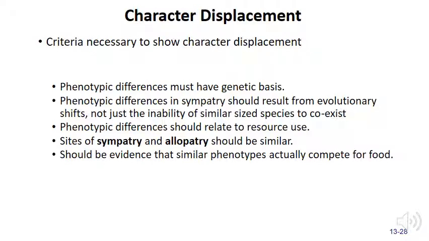You'd have to show that phenotypic differences had a genetic basis. Phenotypic differences in sympatry should result from evolutionary shifts, not just the ability of similar sized species to coexist. So it should be to do with differences in resource use, not just some species becoming larger than another one in a given environment. So phenotypic differences should relate to resource use. Sites of sympatry and allopatry should be similar in the experiments, and there should be evidence that similar phenotypes actually compete for food.